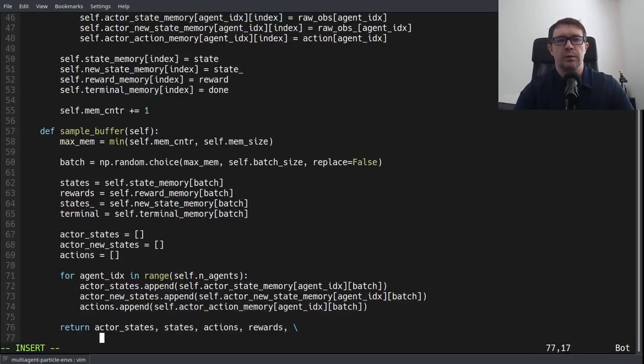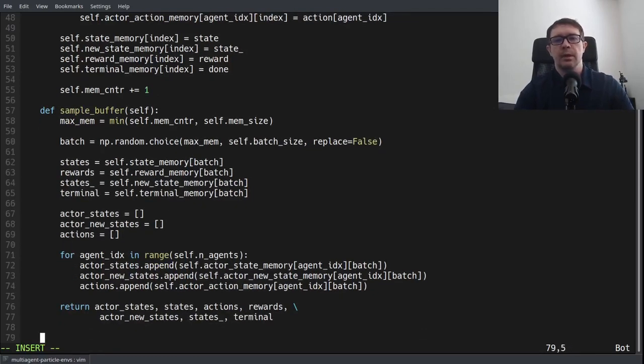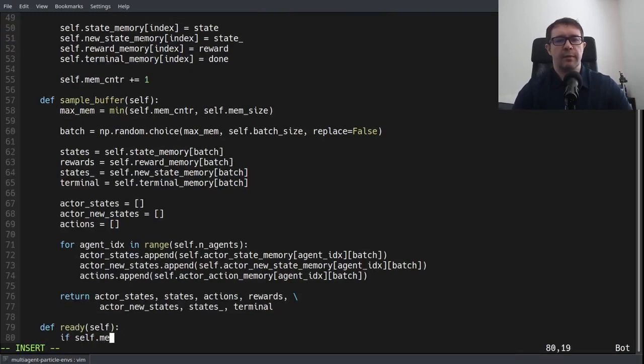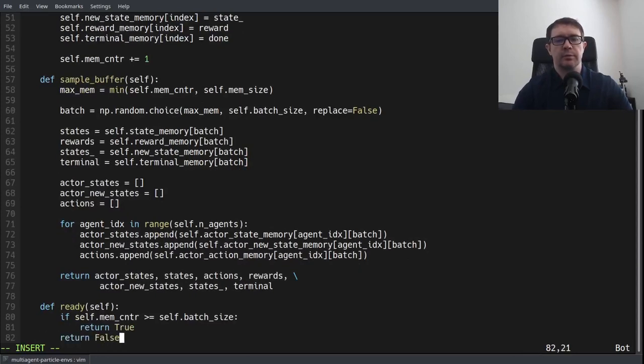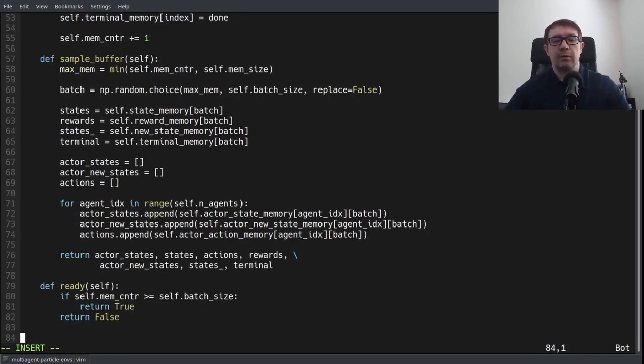Actions, rewards, actor new states, states underscore, and terminal. And finally, I want a simple function to determine whether or not we're allowed to sample a memory based on whether or not we have filled up the batch size of our memories. So we'll just call this function ready, and we'll say if memCounter greater than or equal to batch size, return true, otherwise return false.